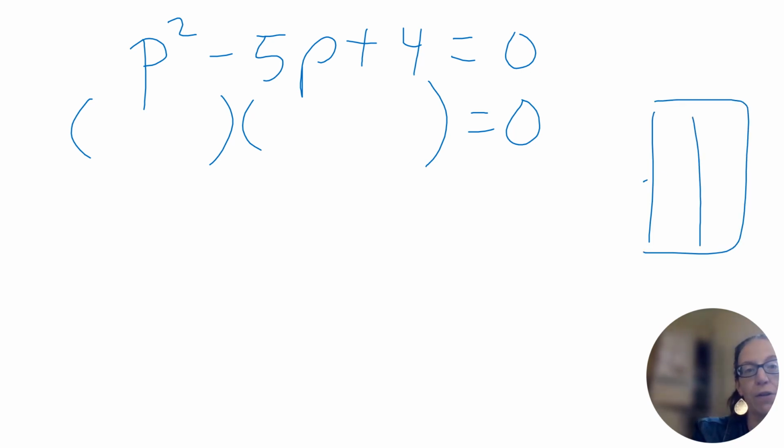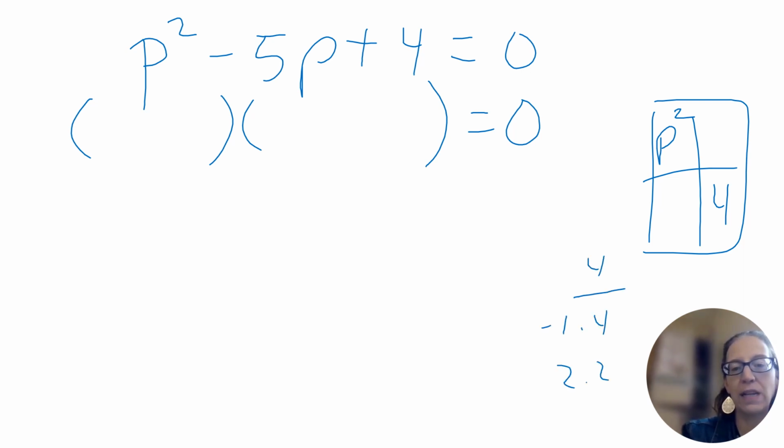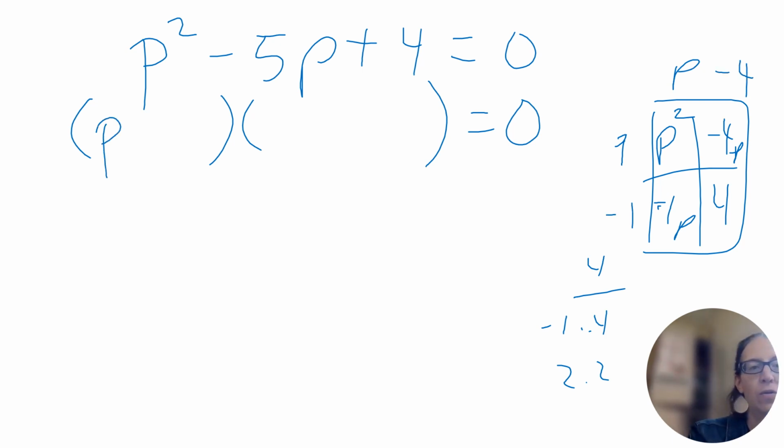If you want to do your area model, you can. I need 2 factors of 4 that add up to negative 5. And so when I look at 4, I got 1 times 4 and 2 times 2. But if they need to add up to negative 5, the way I'll get that is with the negative 4 and the negative 1. And so that gives me p times p, and that'll be negative 4, and that's a negative 1. So p minus 4 and p minus 1.